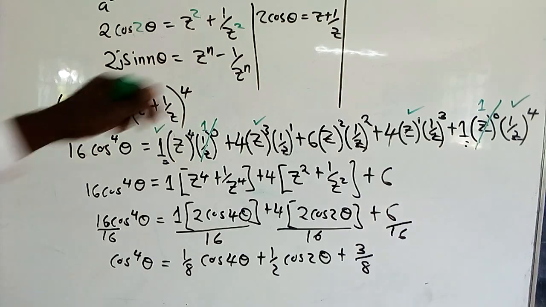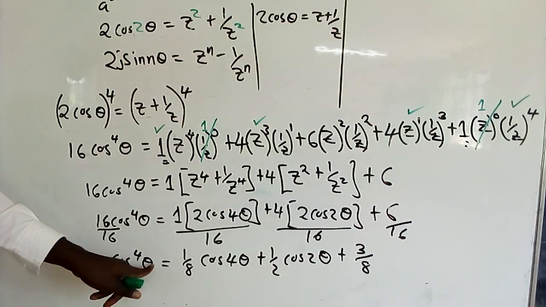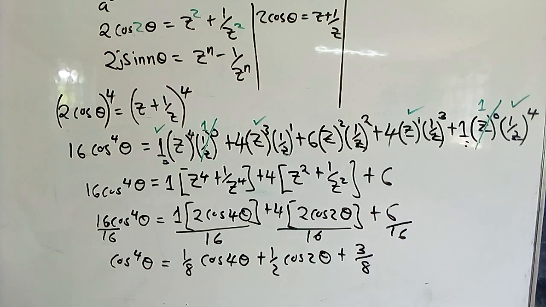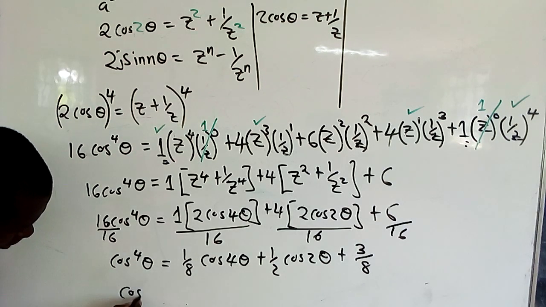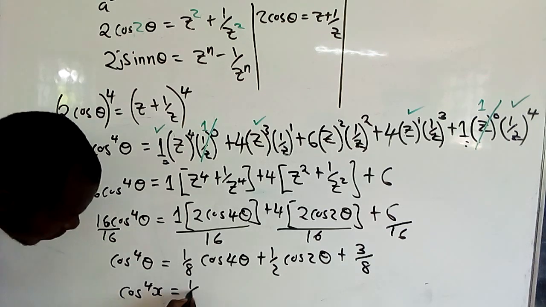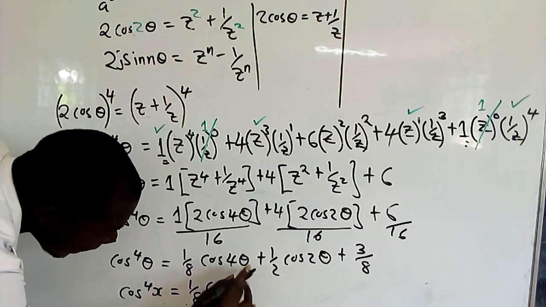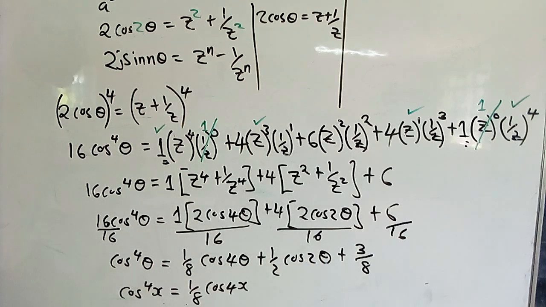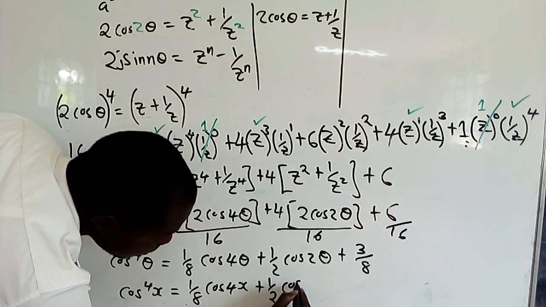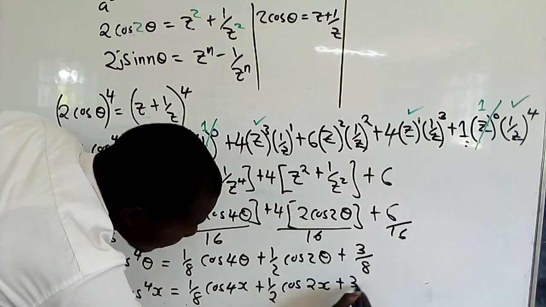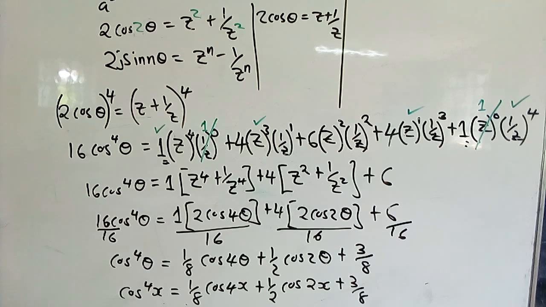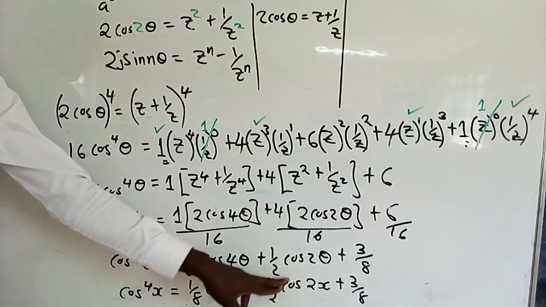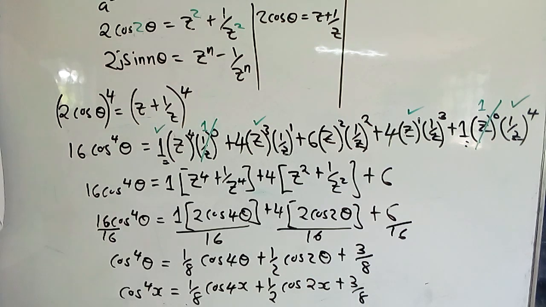What do we want? Cos raised to power 4x. Meaning where there is theta, you put x, isn't it? So we are going to get cos raised to power 4x equals 1 over 8 cos 4x, where there is theta, you substitute with x, plus 1 over 2 cos 2x plus 3 over 8. So are you seeing? We've expanded cos raised to power 4x, meaning this one we can now integrate, isn't it? Are we together? We can now integrate that. So let us go back and integrate that.